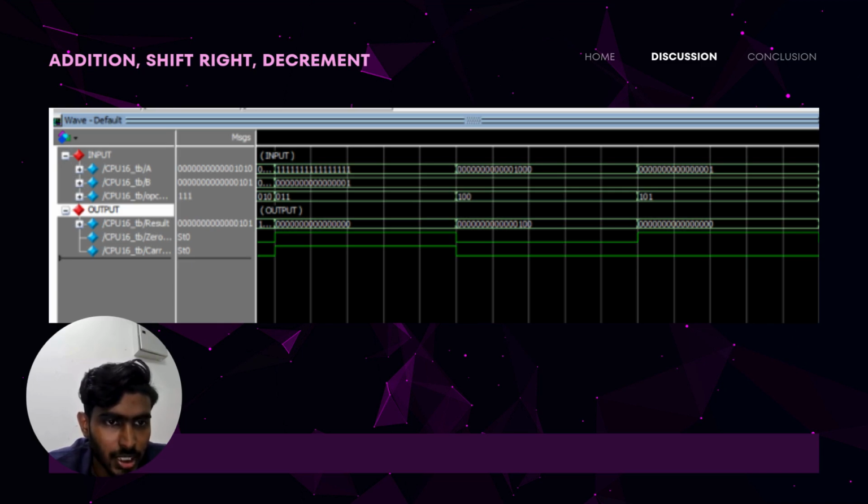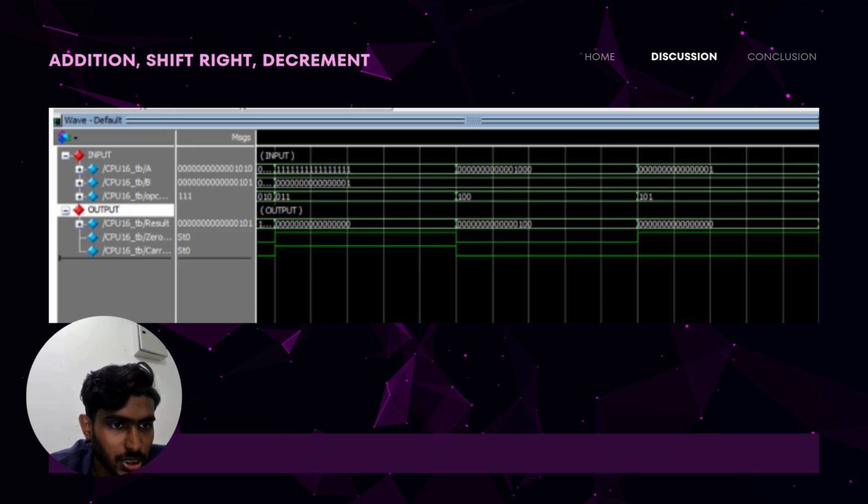In this, we use in the input A, the value of 1 stored in the fourth bit. So the fourth bit will move to the right. If you see in the output, it will be shifted to the right. And then the next one is decrement.